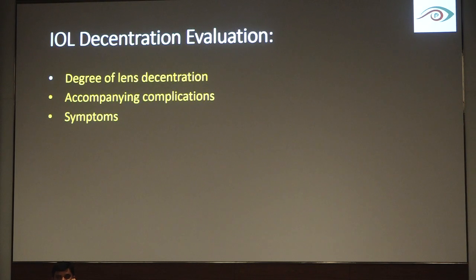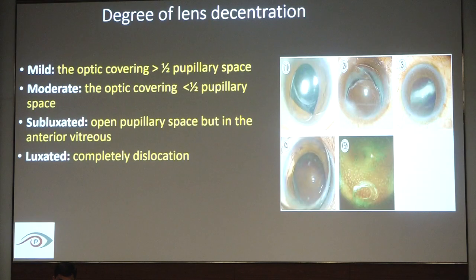So how do we evaluate decentration? Let's start with the degree of decentration, its complications, and the main symptoms the patient comes with. Mild is when the optic is still there with a very mild decentration, and more than half of your pupillary space is still covered by your optic. If it is moderate, it is already covering less than half of your pupillary space. Subluxated, it is already hanging down. Luxated, it is already down there.